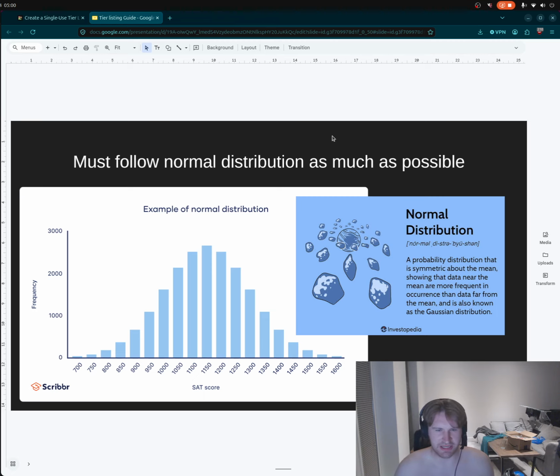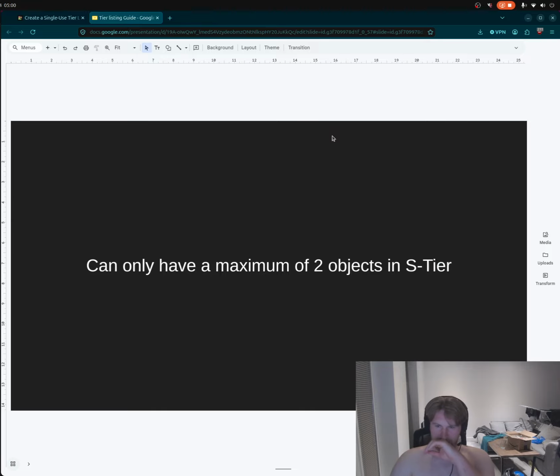And that kind of doesn't make any sense. Not everything can be S tier. Then we can only have a maximum of two objects in S tier. This is going to be my hard limit. This is again to make sure that if I'm choosing things for S tier, they have to mean something and they have to be there for a reason. And I cannot overpopulate the higher tiers.